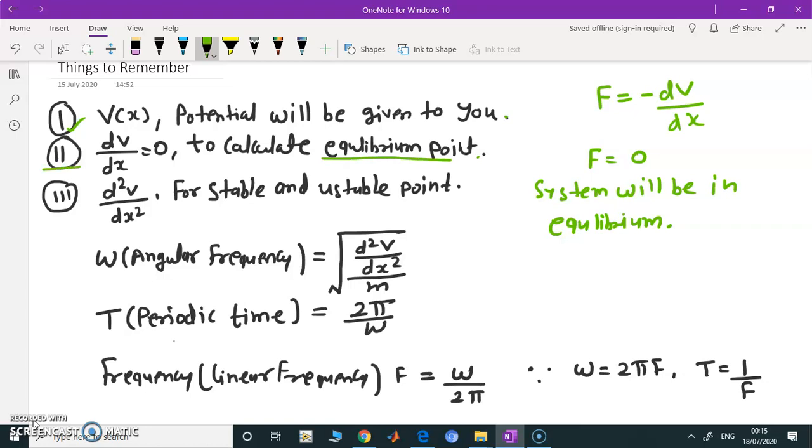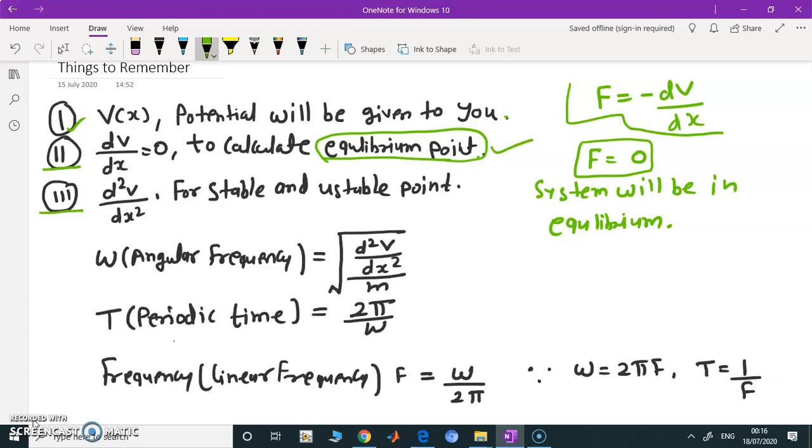So why are we doing this? To calculate the equilibrium point, we are taking the derivative equal to 0. As we know, there is a very famous relation between force and potential. Suppose you have some system and you want that system to be in equilibrium. The system will be in equilibrium when the external force is 0. So if you want to calculate the equilibrium point, you have to take dV by dx equal to 0. So this is point number 2.